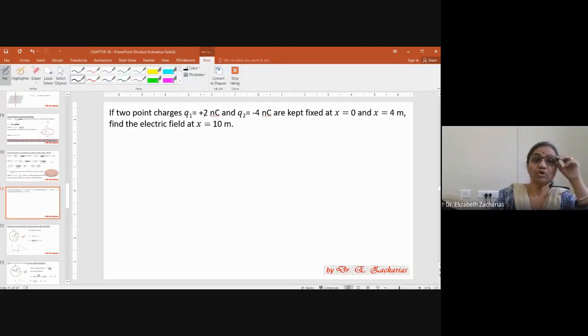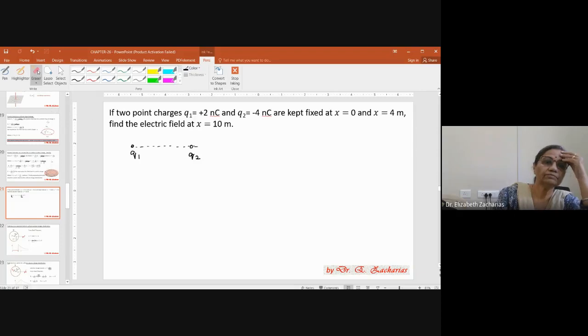Two point charges, Q1 equal to plus 2 nanocoulomb and Q2 equal to minus 4 nanocoulomb, are kept fixed at x equal to 0 and x equal to 4 meters. So how do I draw a figure? First I put my charge Q1, then I put my charge Q2, along a straight line.